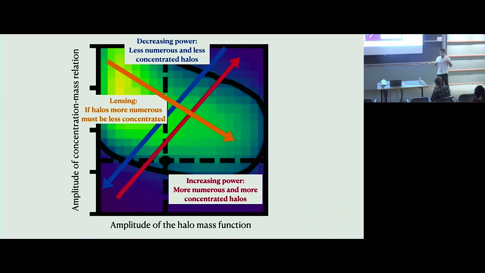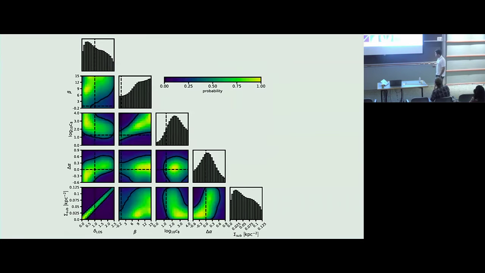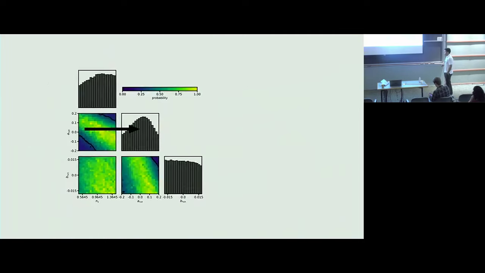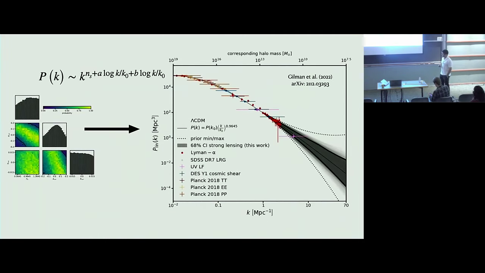So here the constraints that you get from lensing are orthogonal to the consequences of changing the properties of the power spectrum on small scales, and it's this kind of convenient feature of the analysis that leads to constraints on the power spectrum. So again, starting from this kind of measurement, you can then interpret it in the context of models that predict the halo mass function and the concentration mass relation. You get constraints on these parameters that describe the power spectrum, and then you can turn this into this kind of inference on the primordial power spectrum.